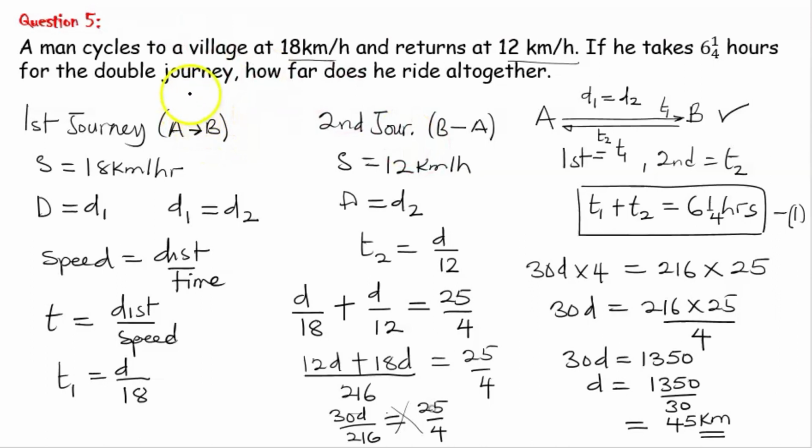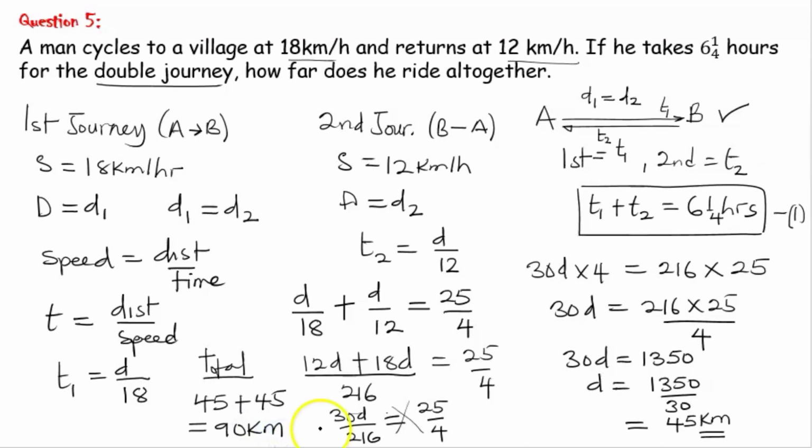All right, but the examiner is asking for the ride. They say how far does he ride altogether? So for the double journey, in other words, A to B is 45, B to A also will be 45. So the total distance covered will now be 45 plus 45. From A to B 45, from B to A 45. So we are going to have a total of 90 kilometers. All right, I think that is understandable.